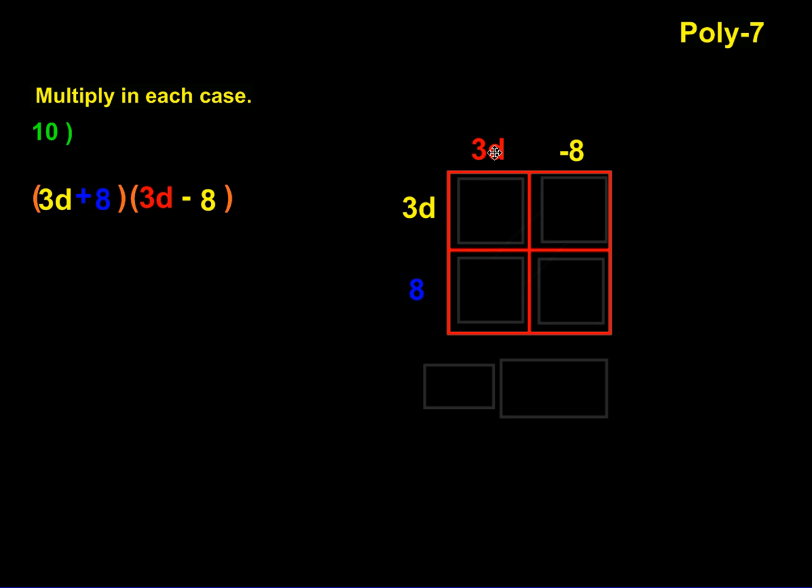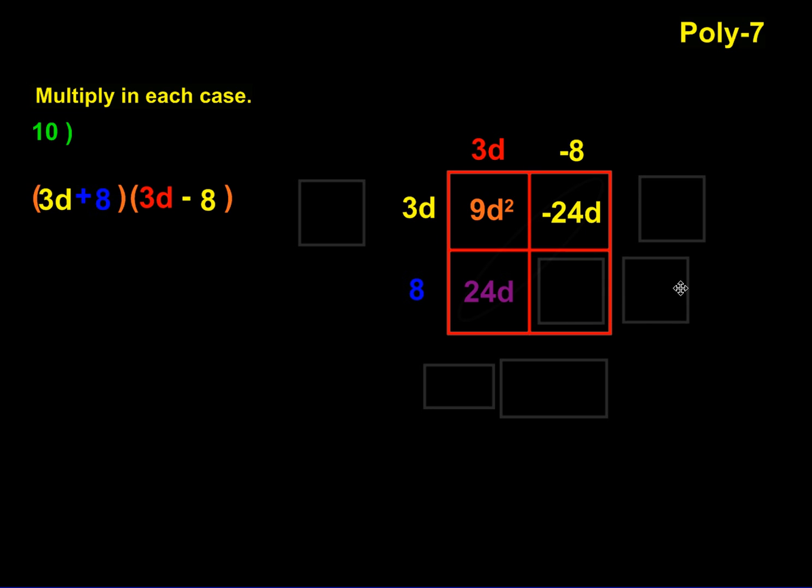So I have 3d times 3d, and that gives me 9d squared. I have 3d times -8, and that gives me 3 times 8 is 24, negative because of the -8, so it's -24d. Now coming down to the second part of my binomial, I have an 8 times 3d, which gives me 24d, and I have an 8 times -8, which gives me -64.